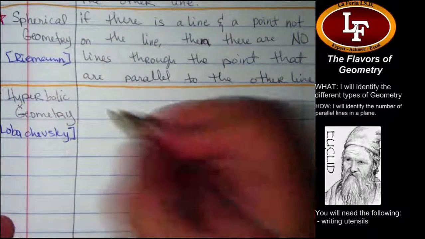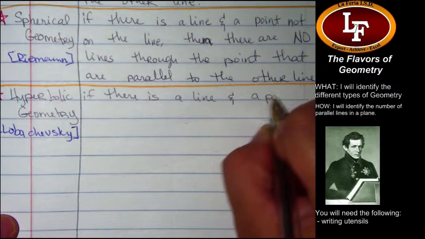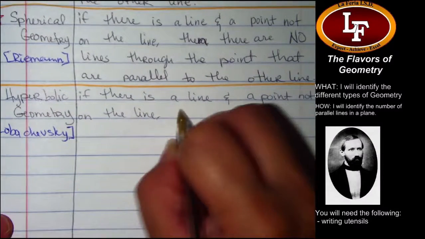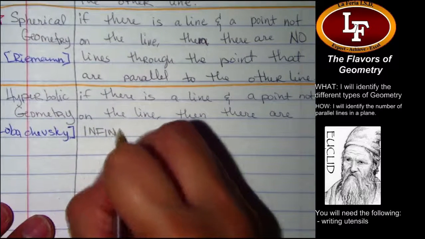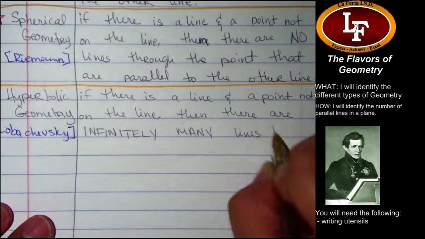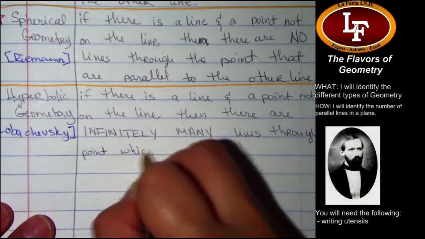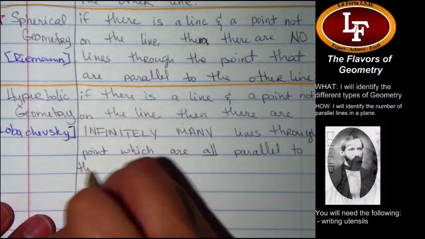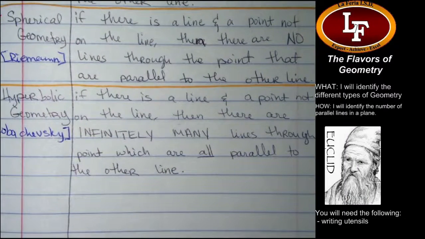His geometry says this. If there is a line and a point not on the line, then there are infinitely many lines through the point which are all parallel to the other line, the starting line that we started with, and the hypothesis of this conditional statement.